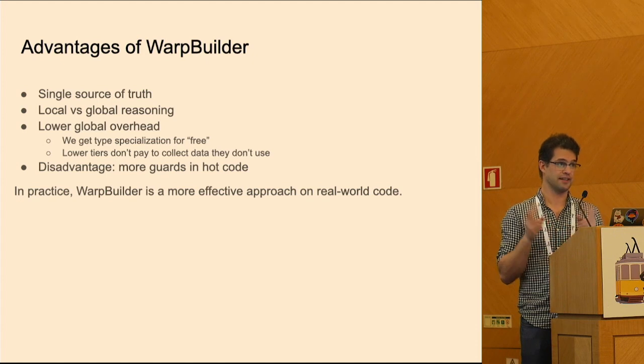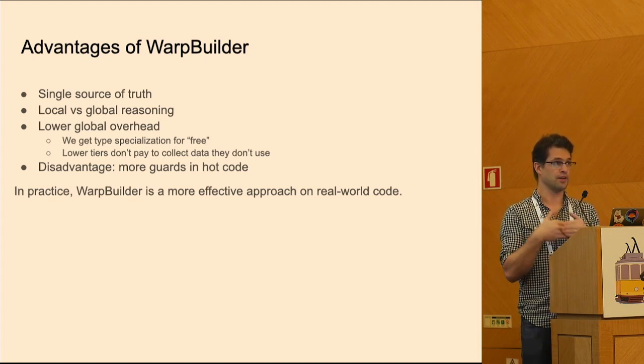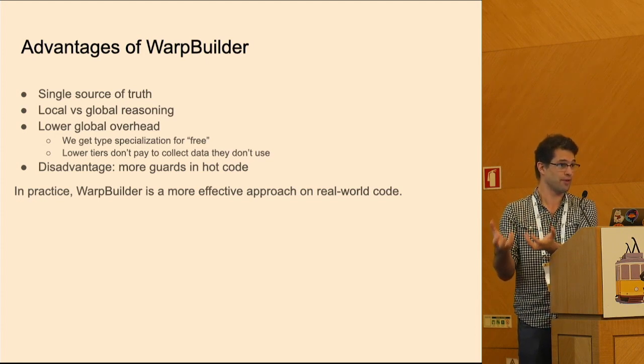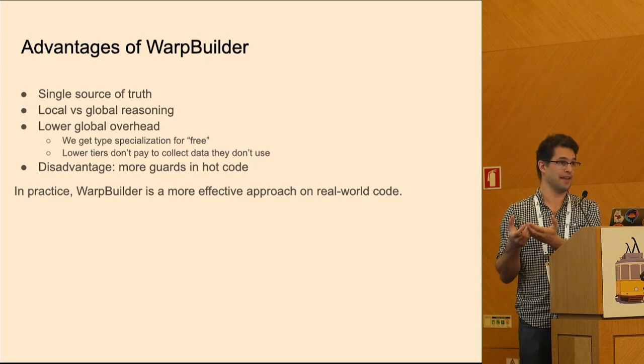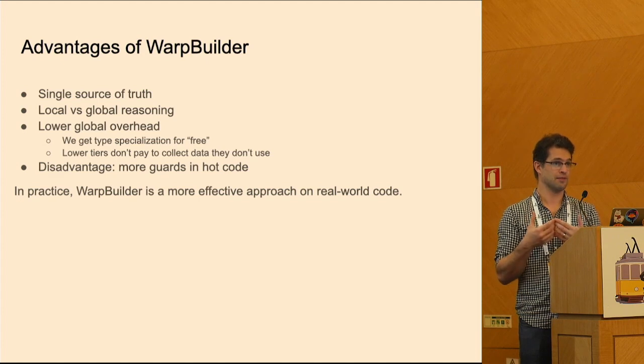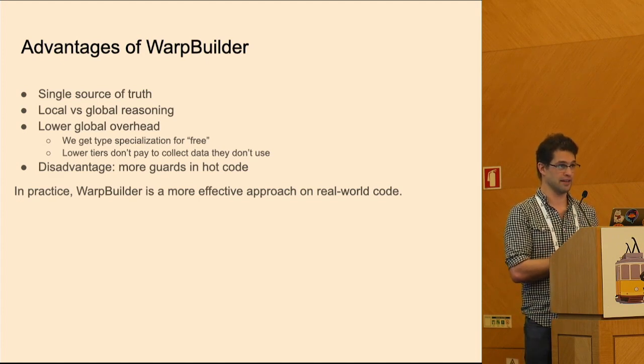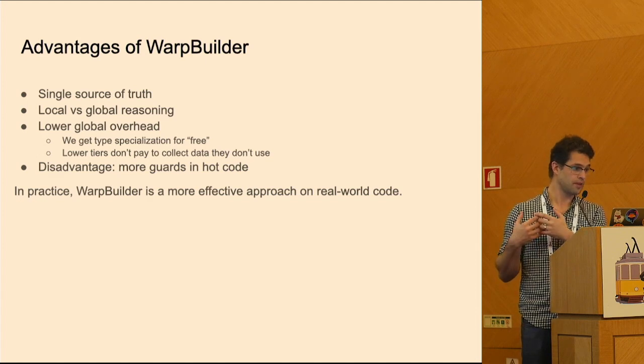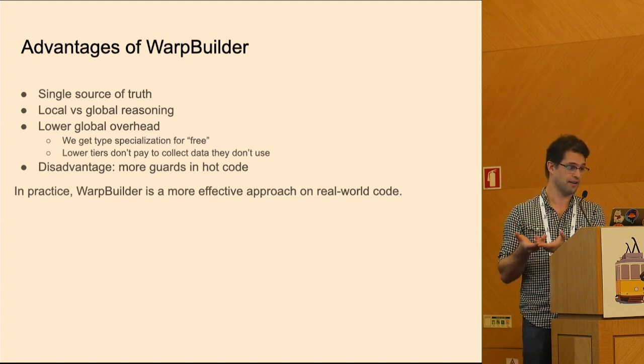We effectively get type specialization for free because we already want to have inline caches tracking this so that we can have the benefits of performance in baseline. And then when it comes time to have an optimizing compilation, the metadata that we're tracking is precisely the metadata that we already needed, and so we're not paying extra for that, where Ion Builder was. Lower tiers don't end up having to pay to collect data they don't use.